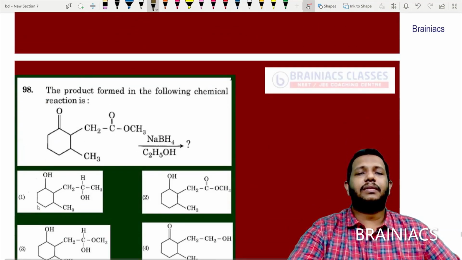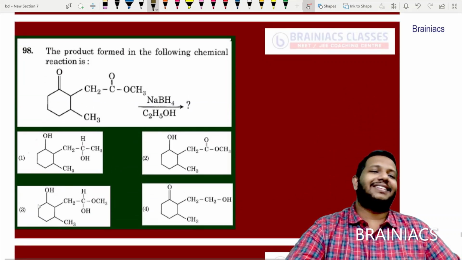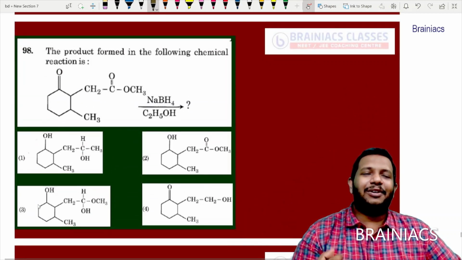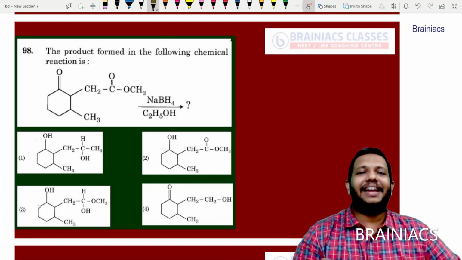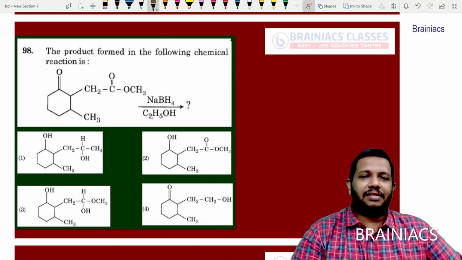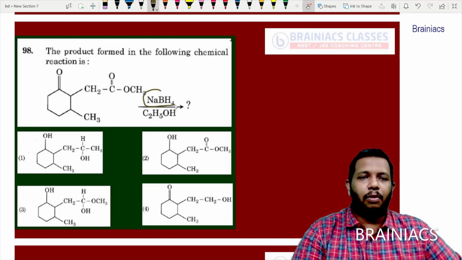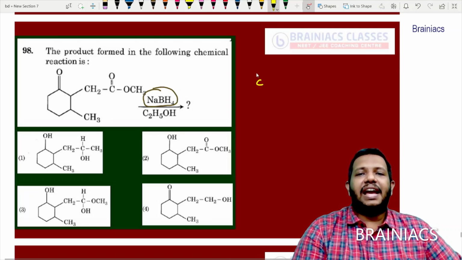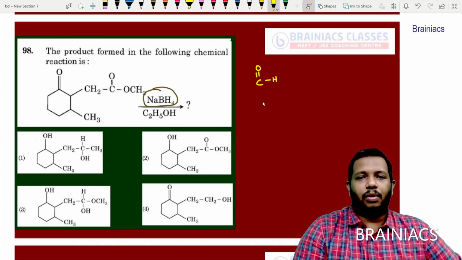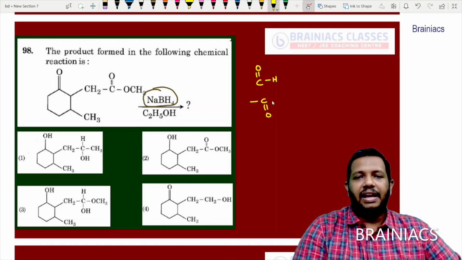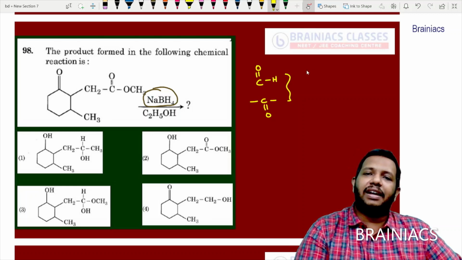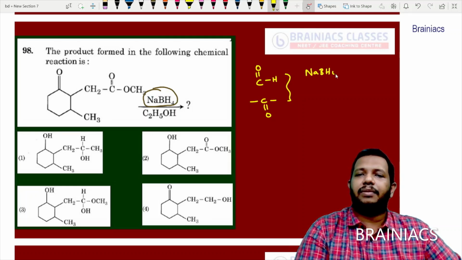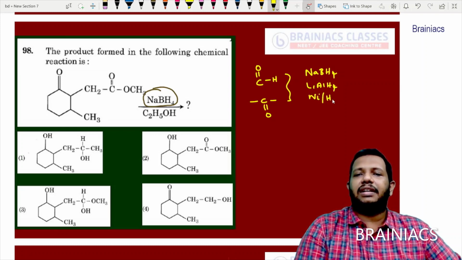Okay. Now we have again a good question. This is the same question I have even told to my long-term students, that's why I'm very happy about this one. This question introduces a reaction with sodium borohydride. I have told you in my theory class that every aldehyde or every ketone can be easily reduced by any reducing agent like sodium borohydride, or even lithium aluminum hydride, or even nickel hydrogen, like that.